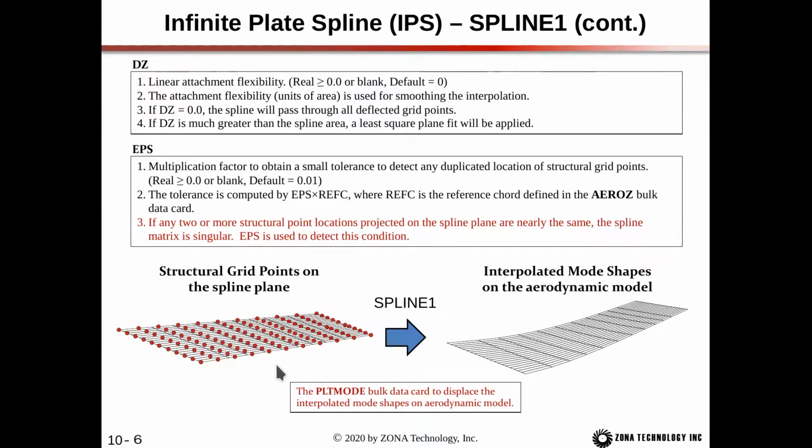And here's an illustration of the Spline 1 card in action. So we have our structure grid points are the red points, then we have the aerodynamic model. So you can see that the domain of the structure grid points overlaps with the aerodynamic model, and we don't have any extrapolation going on. So then when we use these grid points, then this will be our interpolated mode shape on the aerodynamic model.